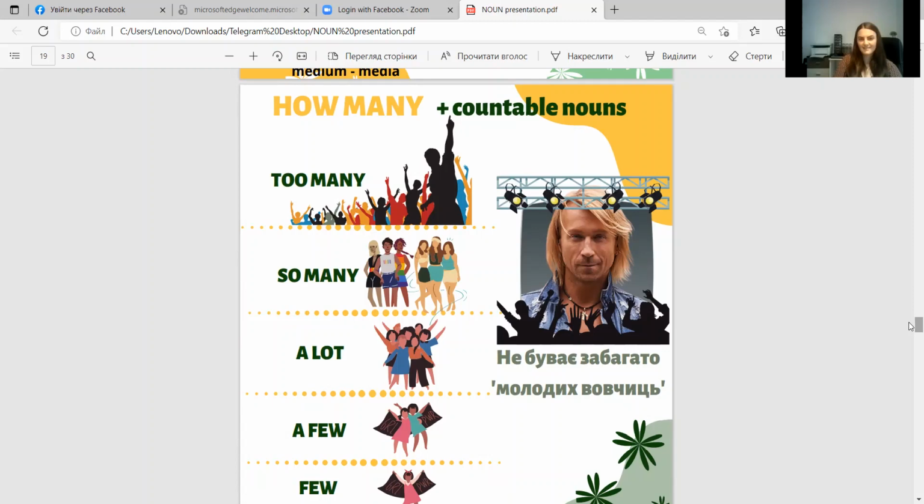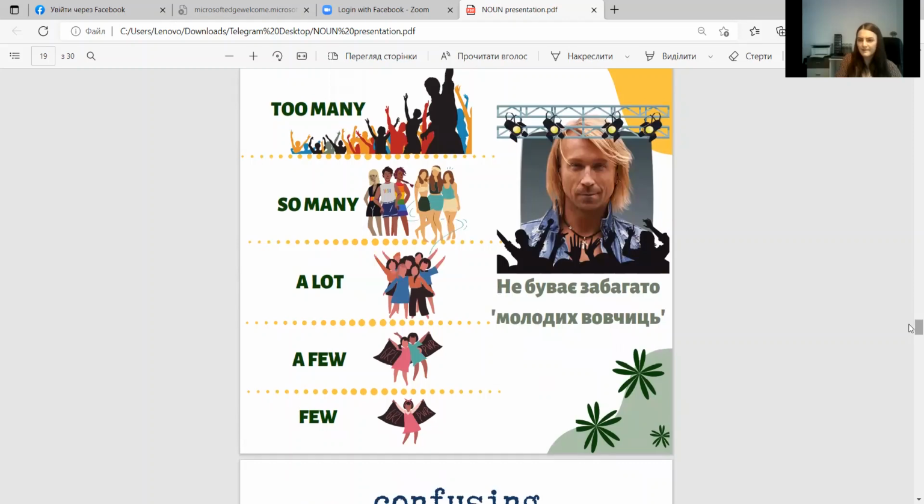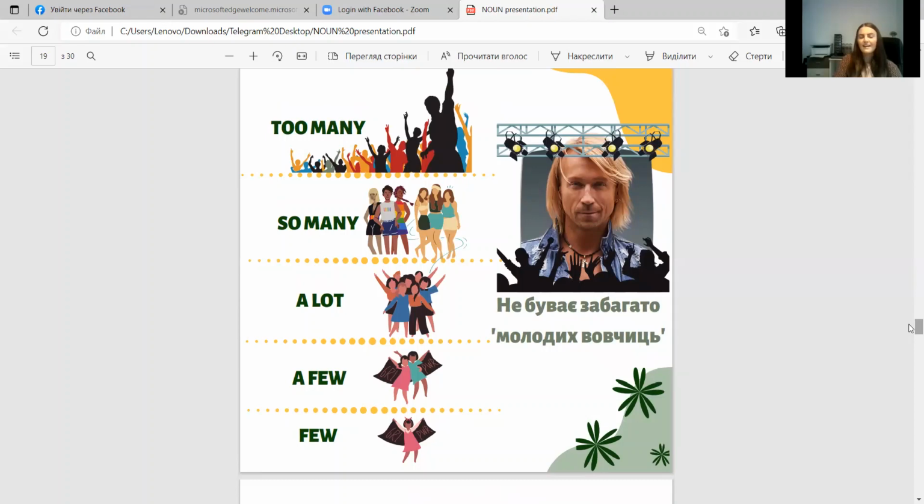So with uncountable, we had how much, and here we have how many. Like how many apples, how many hours, how many minutes, and others. And also, with countable nouns, you can use such determiners like few, мало, yeah, again, a few, декілька. Here you have the same situation: when you have an article a, it means it's more. A lot, багато, so many, так багато, and too many, забагато. Like too many home assignments, так, забагато домашніх завдань.